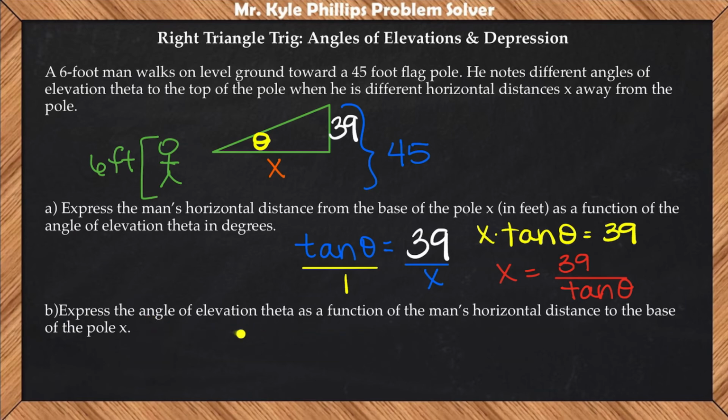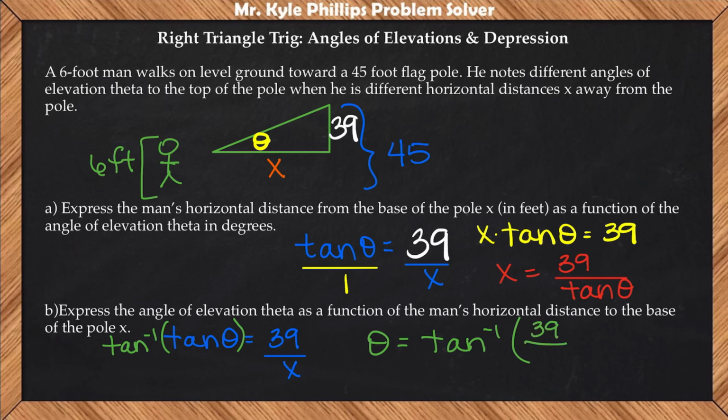So here we're solving for the angle of elevation. So remember, anytime you're solving for angles inside triangles, we have to use inverse trig. So we know that the ratio is tangent of theta equals 39 over x, and what they want us to do is solve for the measure of the angle of elevation. So here what I'll have to do is multiply by inverse tangent. So whatever I do to the left, I have to do to the right. So theta is going to be equal to inverse tangent of 39 divided by x. So this would be a function of how you would find the angle of elevation.